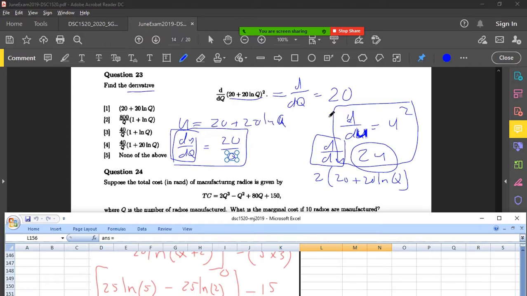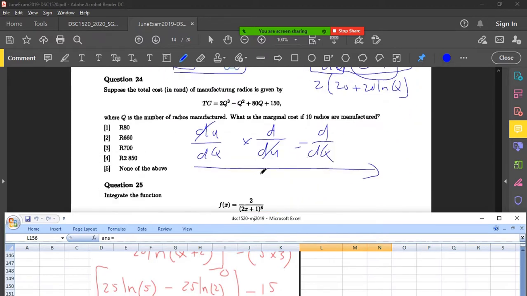Okay, then I derived d over du, which is now u squared, because of the u substitution. Does that make sense? Yes. Okay, so if I find the derivative, then I've got 2u. Because u equals 20 plus 20 ln q, this needs to be derived, so du over dq is 20 over q. And then you just need to multiply those two together.